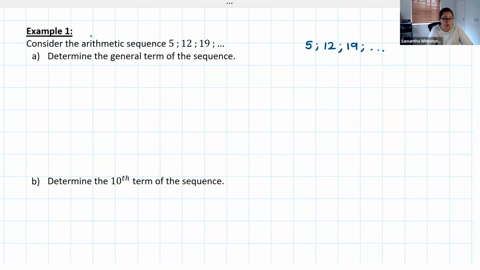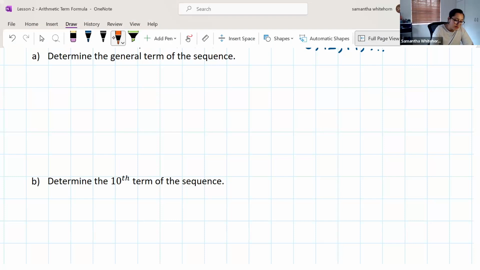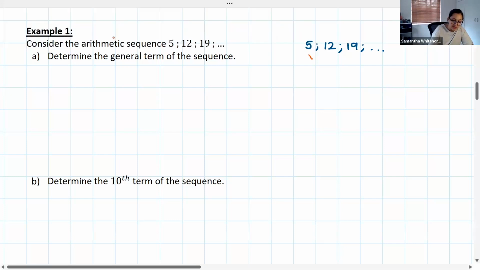Remember, I've said to you as well, if we don't tell you it's arithmetic or quadratic or whatever, you will need to determine what type of sequence it is. But honestly, most of the time they will say, given the quadratic or consider the arithmetic, so you will know exactly what you're working with. Because I know it's arithmetic, I should expect there to be a constant first difference. If we look at our pattern, we can see that each time I'm adding 7.